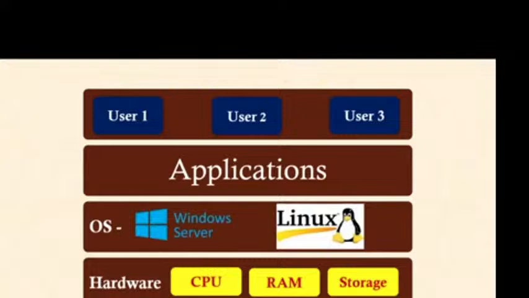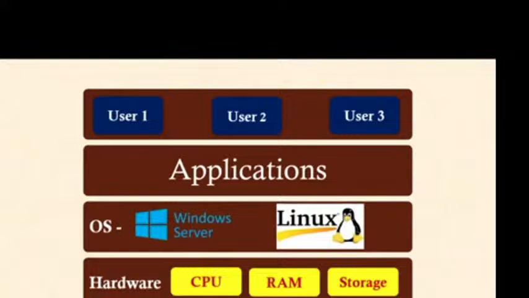As an administrator, a cloud admin or a server admin, my responsibility is to take some hardware resources and run the server operating system on top of this particular hardware. And I need to maintain the operating system in such a way that the application is running perfectly. What do I have to do?